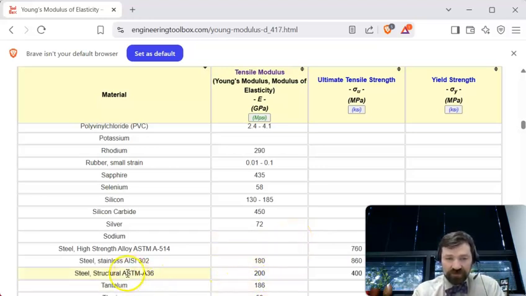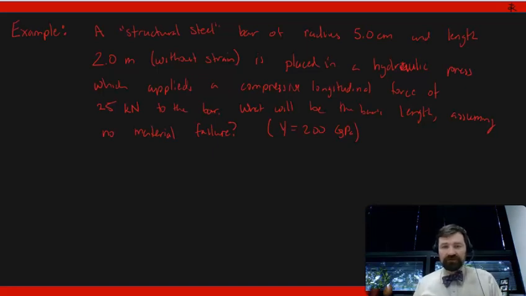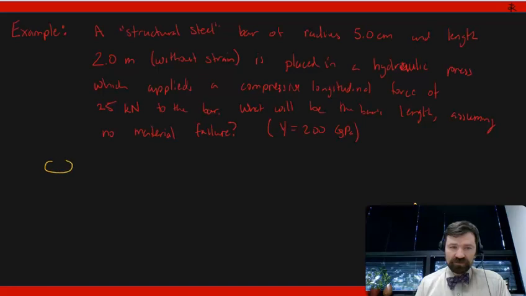So let's use structural steel, this guy right here, for our example. This is 200 gigapascals of tensile modulus. So we get this structural steel bar with a known radius and known non-stressed length. We place it in a hydraulic press, and this happens to apply a compressive longitudinal force of 25 kilonewtons to the bar. So we want to know how long the bar will be with this stress applied to it. So basically applying force like this of 25 kilonewtons.